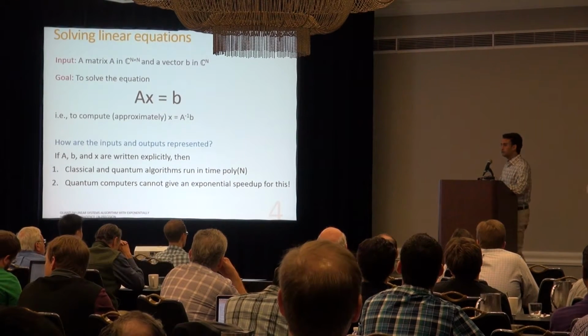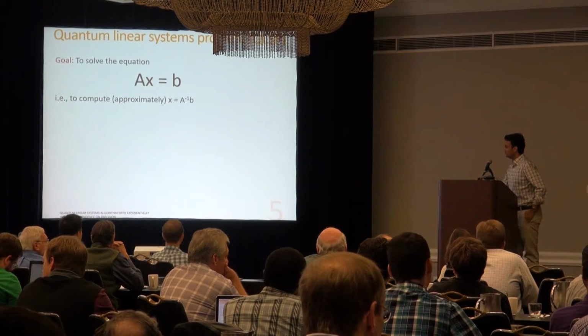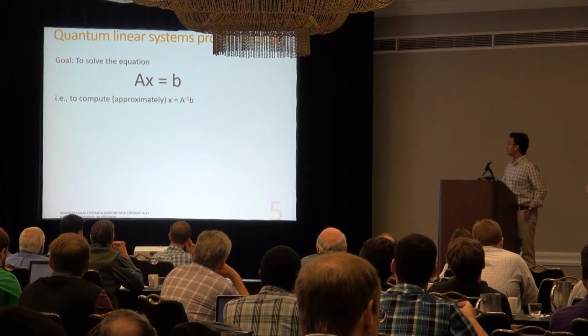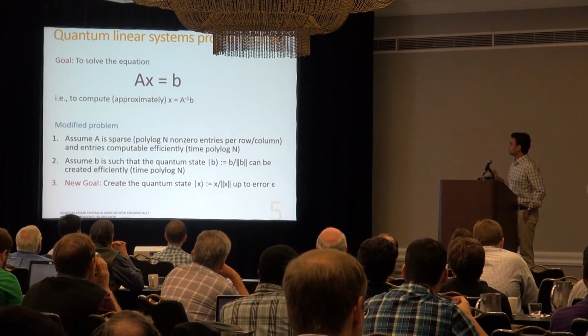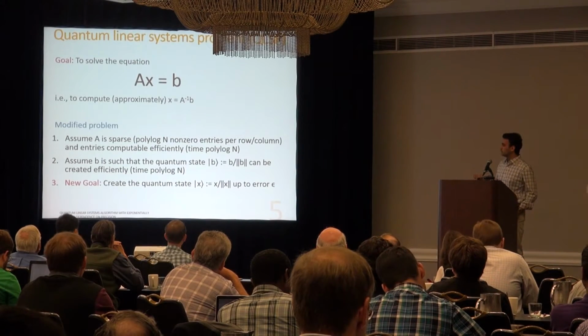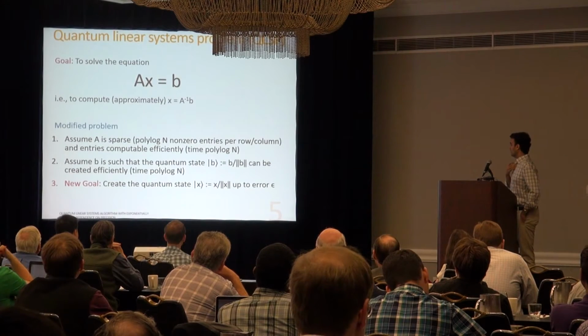When you hit a roadblock, you change the problem, right? That's the obvious thing to do. And so that's what we're going to do. We're going to modify the problem, and we're going to modify it in 3 ways, corresponding to the 3 variables A, X, and B. So we're going to make assumptions on the inputs, and we're going to allow a different kind of output X.